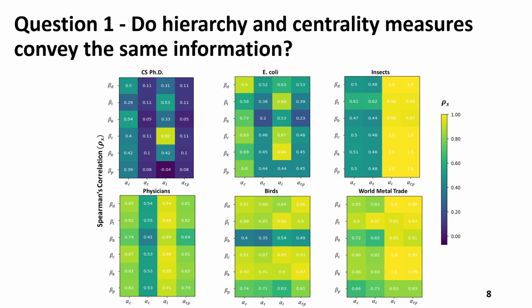Those 6 networks show 6 different behaviors between the relationship of hierarchy and centrality. On the x-axis, we have the hierarchy measures, and on the y-axis, we have the centrality measures. There are two extremes. On one extreme, we have very low correlation between hierarchy and centrality, and on the other extreme, we have very high correlation between hierarchy and centrality. Accordingly, we cannot say that hierarchy and centrality measures convey the same information, answering the first question, as there's a very clear variability between the values.